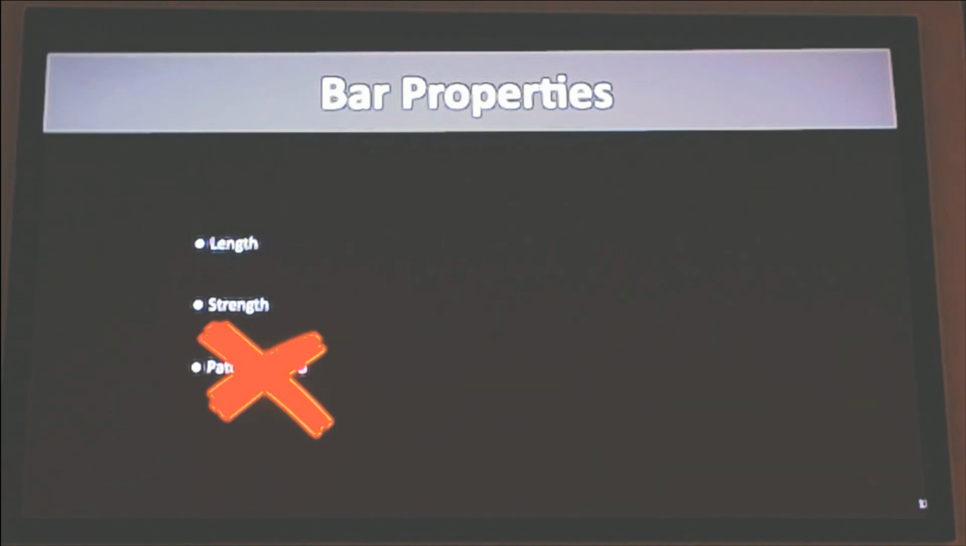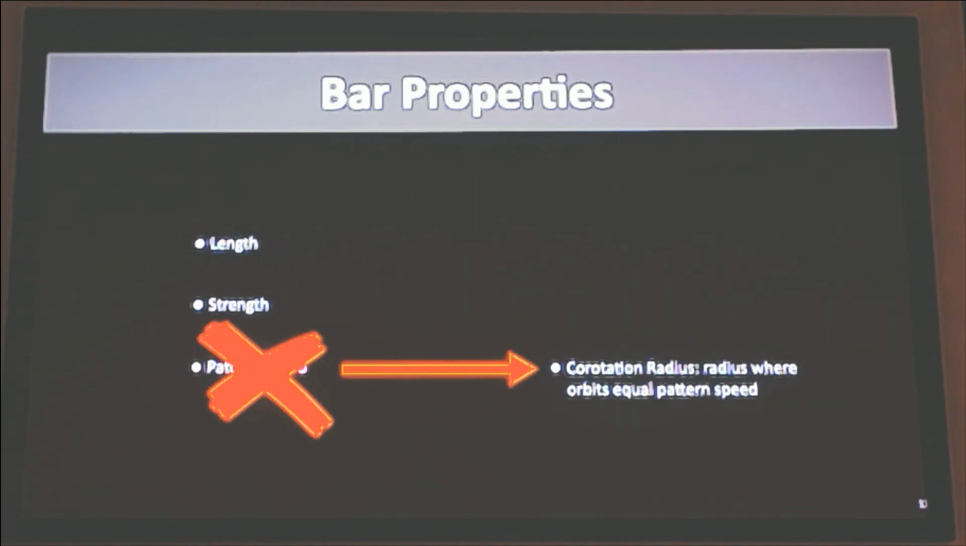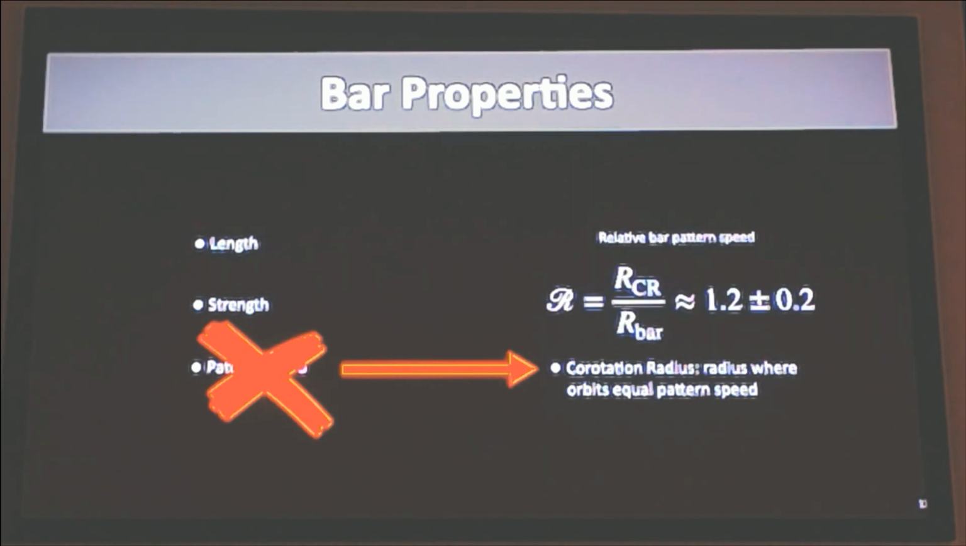It requires a lot of high-quality spectroscopy as well as high-quality photometry. And to do this for LSBs almost becomes prohibitively difficult, and it's also prone to very high errors. So instead of this, we're going to be measuring what's called the co-rotation radius of the bar. So the co-rotation radius is the radius in a galaxy disk where orbits are equal to the pattern speed. And we care about this because we can actually characterize the pattern speed by this ratio of the co-rotation radius to the bar length. Theoretically, for high surface brightness galaxies, it occurs very close to the end of the bar.